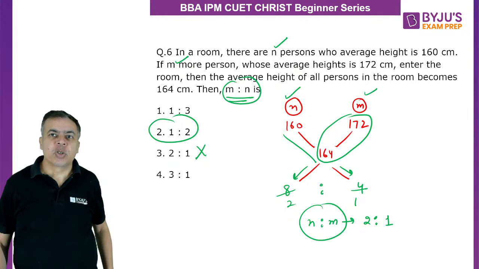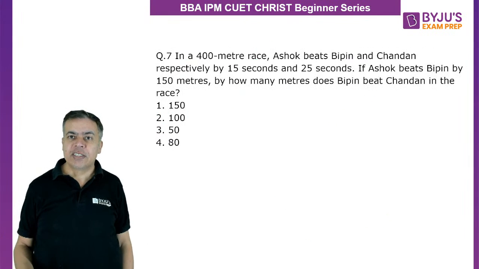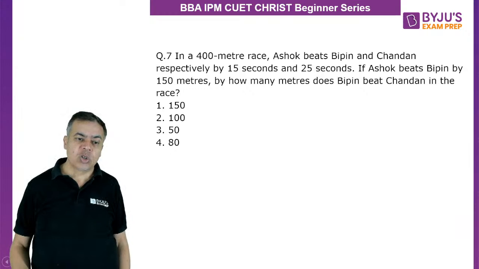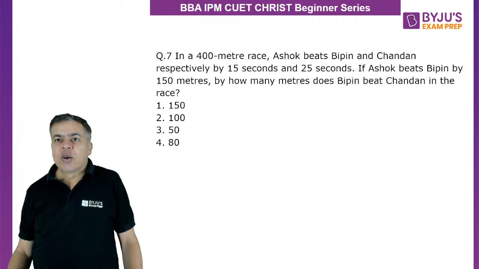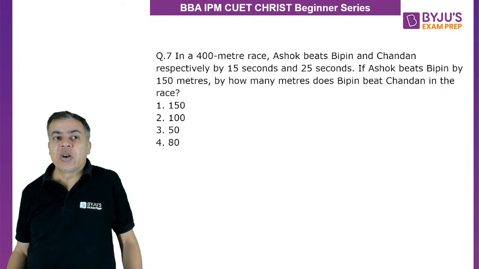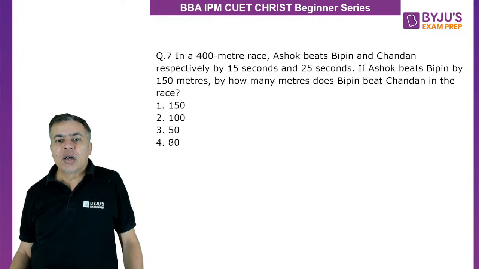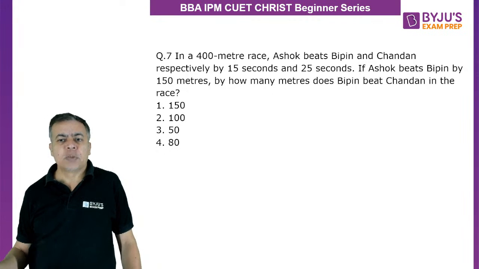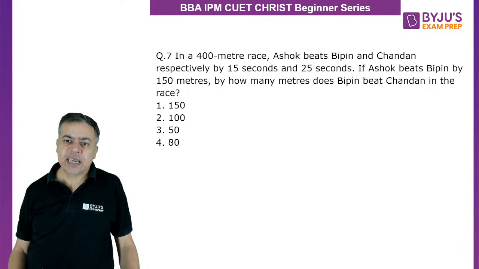Okay, so let's move to the next one. These are all important questions, good questions, and you can do these at a faster speed also. Let's see, there is another question on races. In a 400-meter race, Ashok beats Bipin. A beats B and C respectively by 15 seconds and 25 seconds.